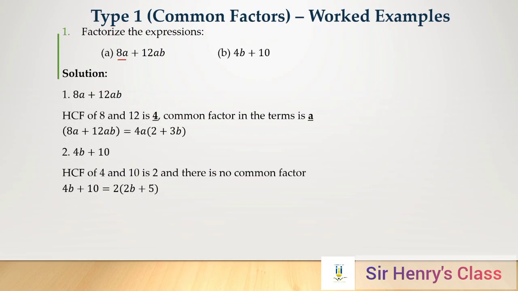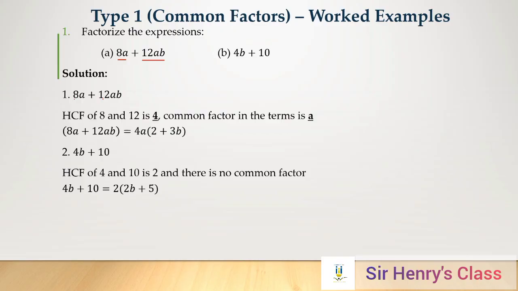Let's look at a critical example. Factorize the expression 8a plus 12ab. So first then, what is the highest common factor of 8 and 12? The highest common factor of 8 and 12 is 4. So please, if you have a challenge with the highest common factor, please kindly revise your notes on that. But we'll also do a lesson as to how we can find the highest common factor. We'll guide you on that.